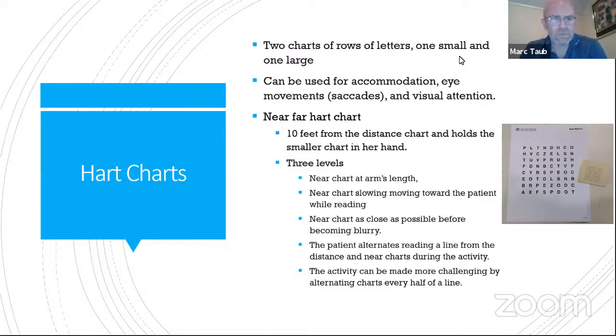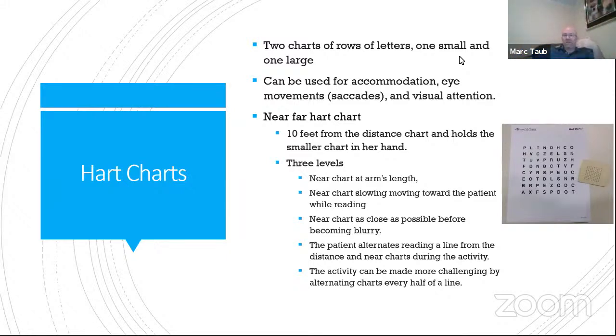I don't remember if I have it, but there's an activity called flashlight pointing, which has the patient using flashlights, moving them peripherally and calling off the letters on the distance chart. So that's really looking at visual attention and eye movements as well. So the activity that I like with Hart charts is called near-far Hart chart.